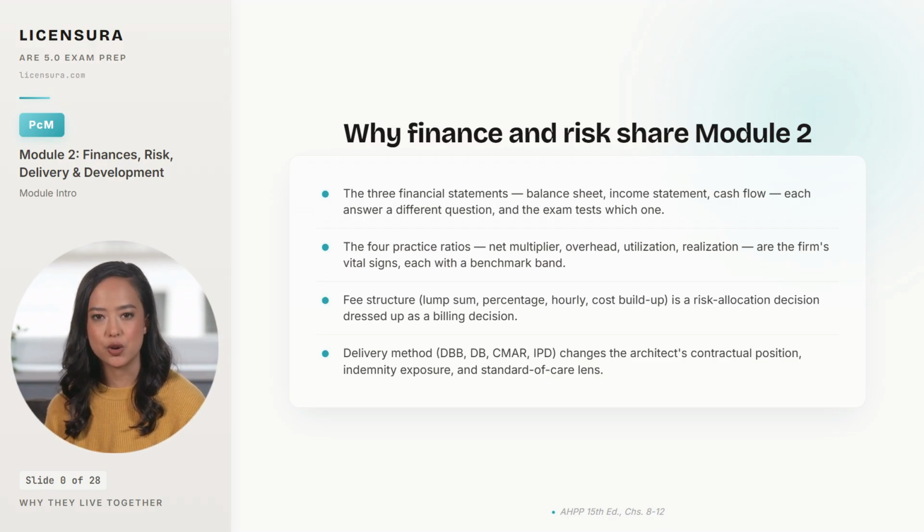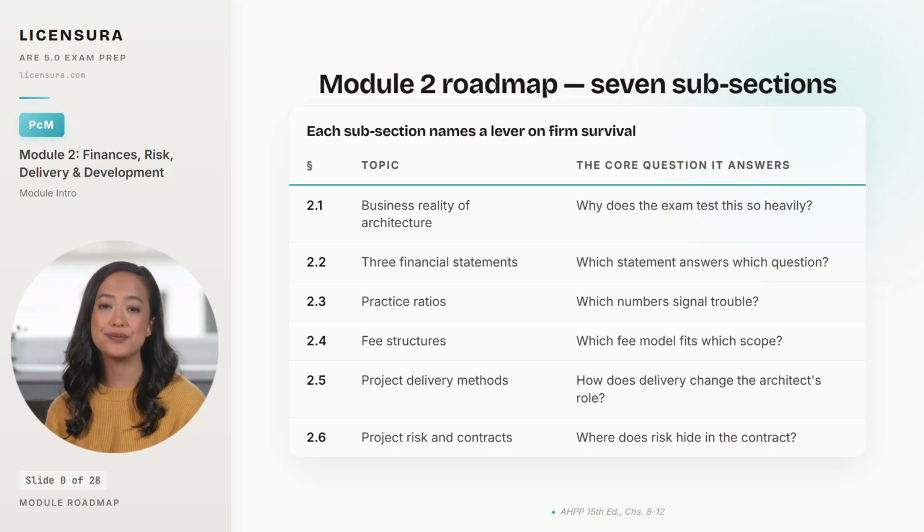Here is the chronological tour of all 7 subsections. Walking the module in order. 2.1 sets up the business reality: why architects who can pass design get tripped up here, and why PcM score reports tell that story. 2.2 breaks down the 3 financial statements. 2.3 walks the 4 practice ratios: net multiplier, overhead rate, utilization, realization, with the benchmark band for each. 2.4 is the fee structure menu and the cost buildup method that prices any fee defensibly.